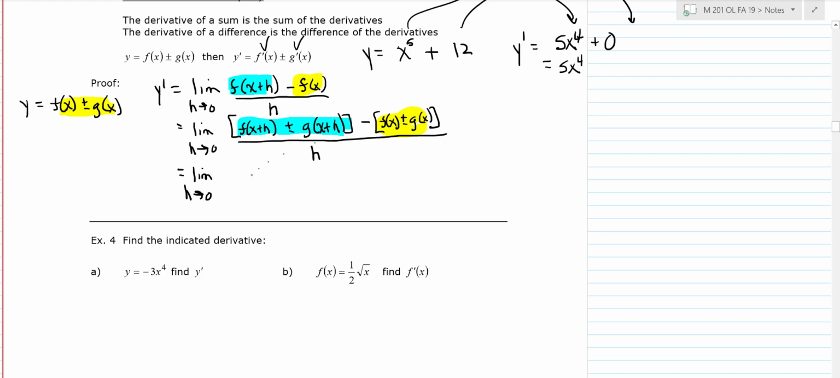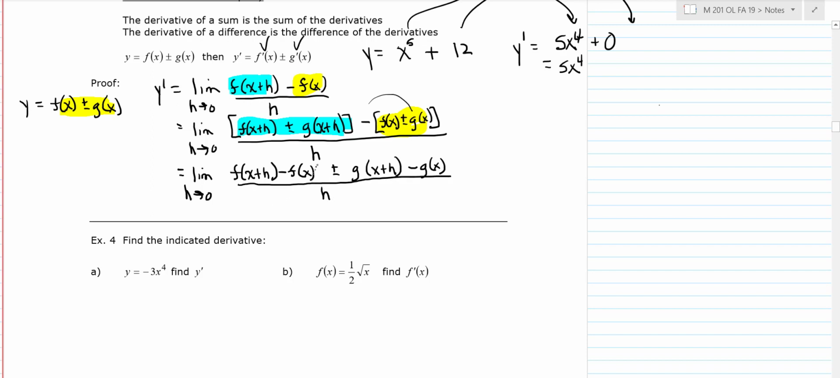If you rearrange this, I may not show every little step, but we can put the f's together. So we would have f of x plus h minus f of x, like that. Then we would have plus or minus g of x plus h, and then minus g of x. Now don't worry too much about the minus there, because the idea is you're just subtracting whatever that value is. So you would have this all over h. All right, so you can break that up like this.